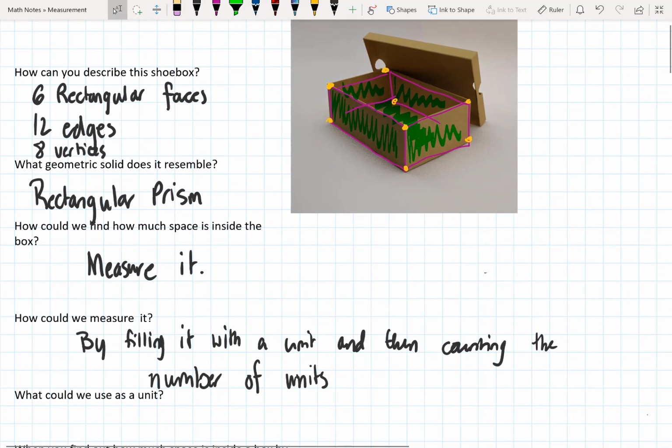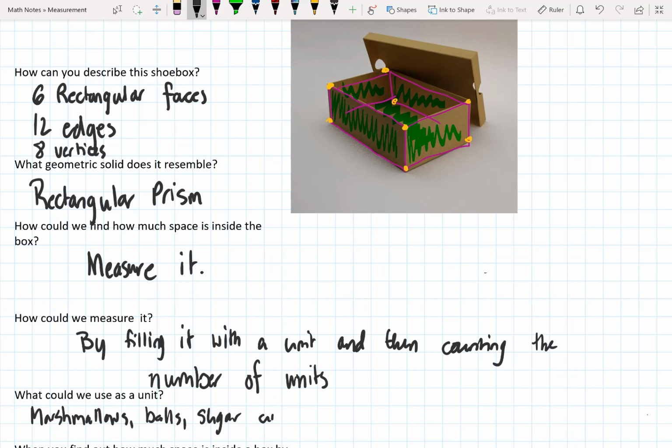Now my next question is, well, what should we use as units? Well, you could fill it with marshmallows. That would be one type of unit. You could fill it with balls. You could fill it with sugar cubes. You could even fill it with paper clips. All of these units you could use to fill this box.